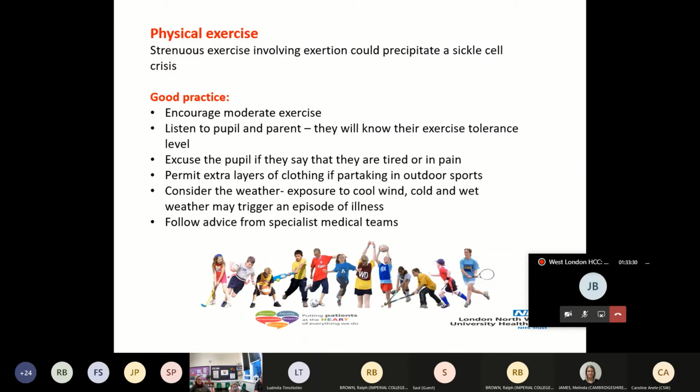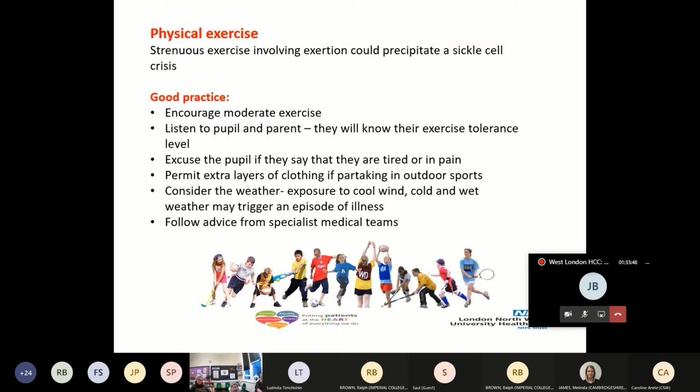Important if the child says that they're not feeling very well, or they're tired, or they've got pain, that they might just need a little bit of time out. They might just need to stop, have a little bit of a rest, take some water on board, and they may well be able to then join in afterwards.